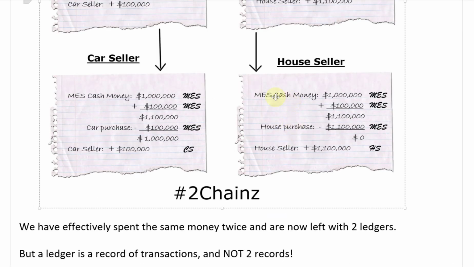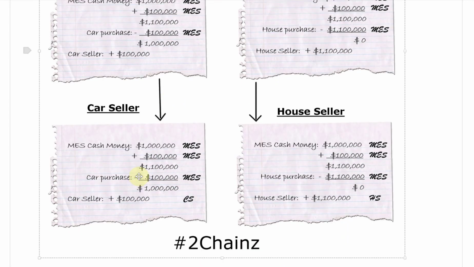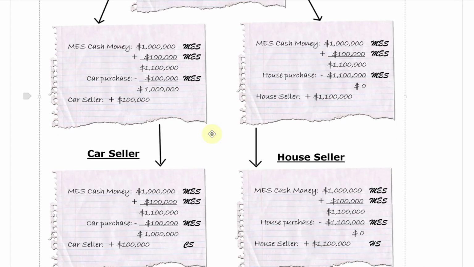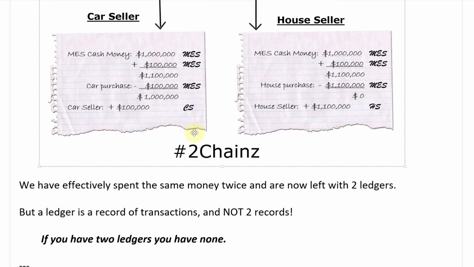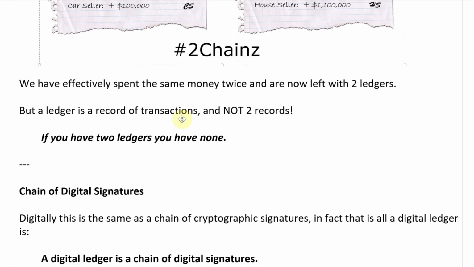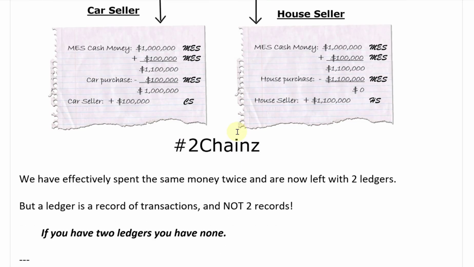So if the house seller finds out, or the car seller finds out this guy's just printing money and buying with it, they'll realize he's either the government, or they'll go to a different bank or a different network, or call the police because they're getting scammed.